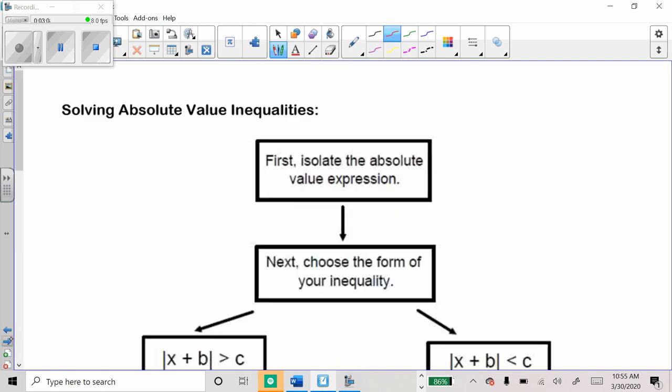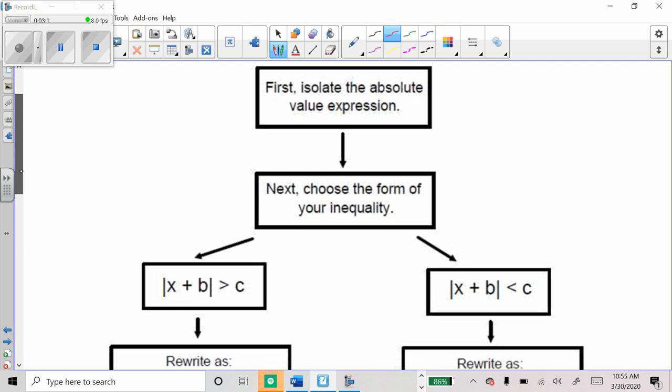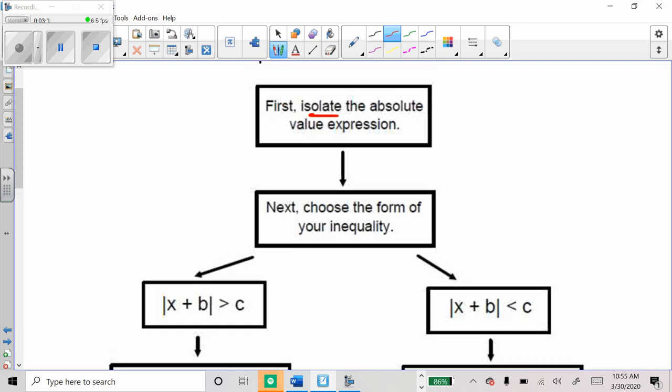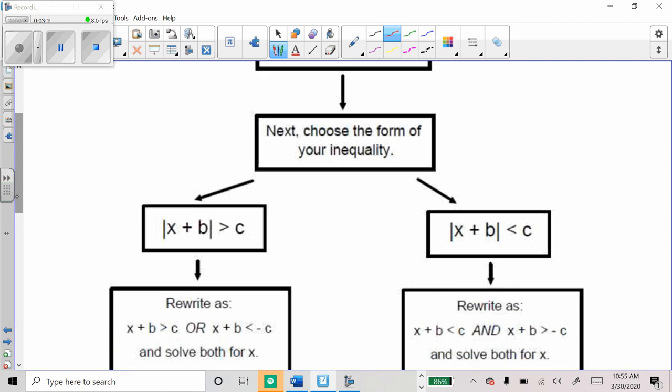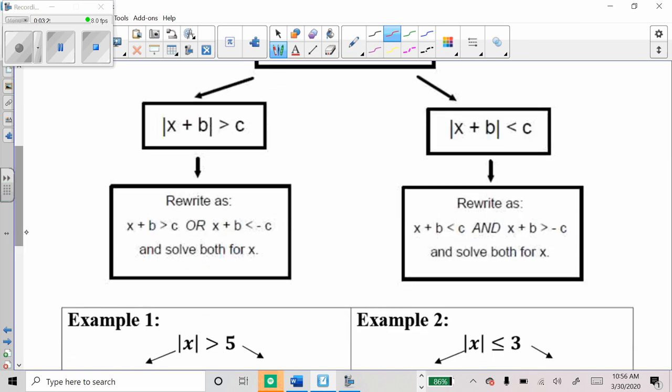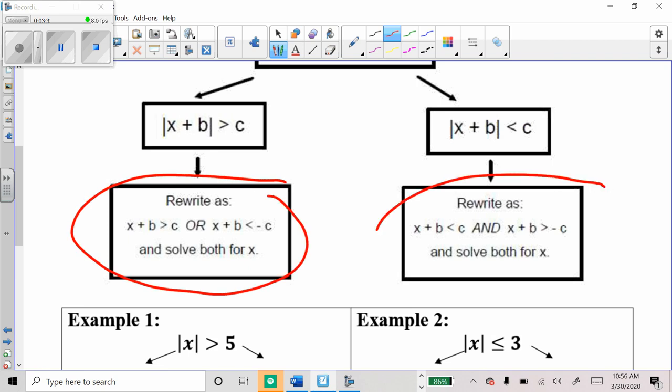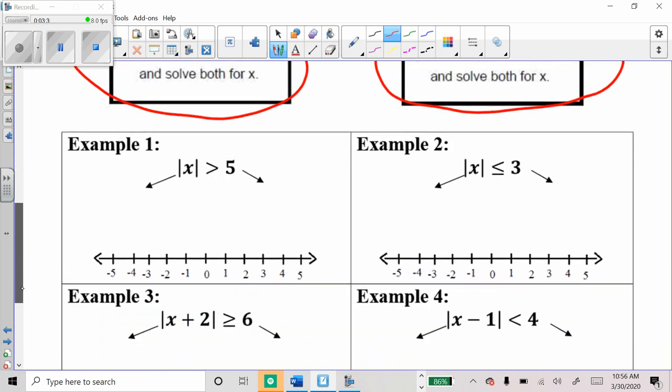So that takes us to solving absolute value inequalities. Okay, so the first thing you want to do is isolate the absolute value expression, just like we did when we did the equation. Next, you're going to choose the form of your inequality, one of either 2. If it's a greater than inequality, you're going to rewrite it like this. If it's a less than inequality, you're going to write it like this. And I'll sort of explain that as we go along here.